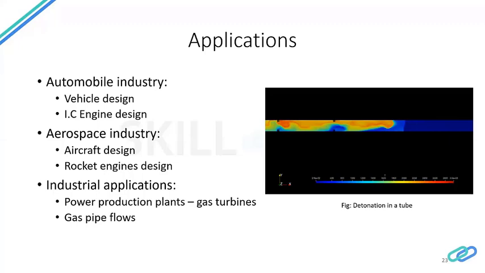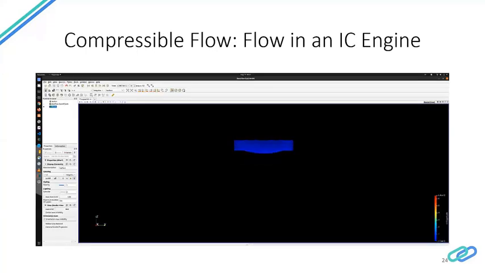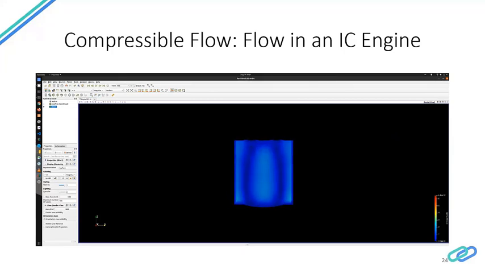Areas such as vehicle design, your car design, reduction of drag in cars, car engine design, the IC engine design, in aircraft, wing design, body design, or your engine design, compressor, turbine, combustor, all require compressible flow. One of the examples right here. This is a cross section of an IC engine. This is a velocity contour.